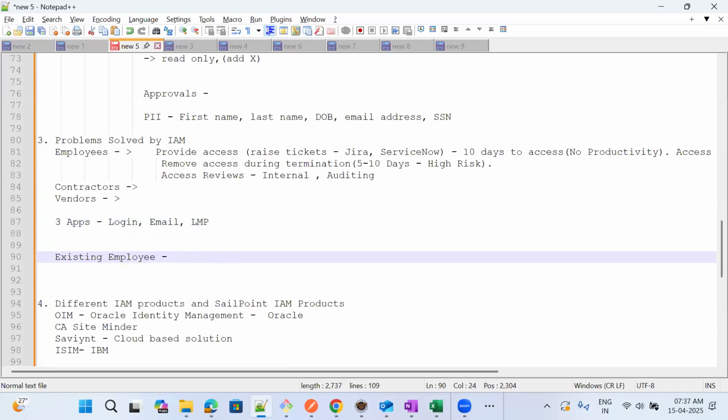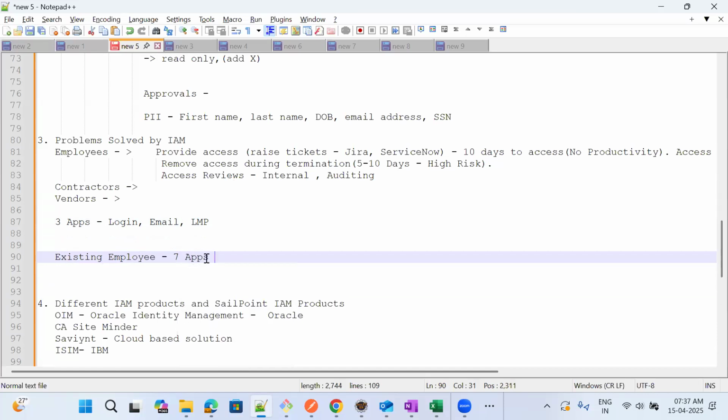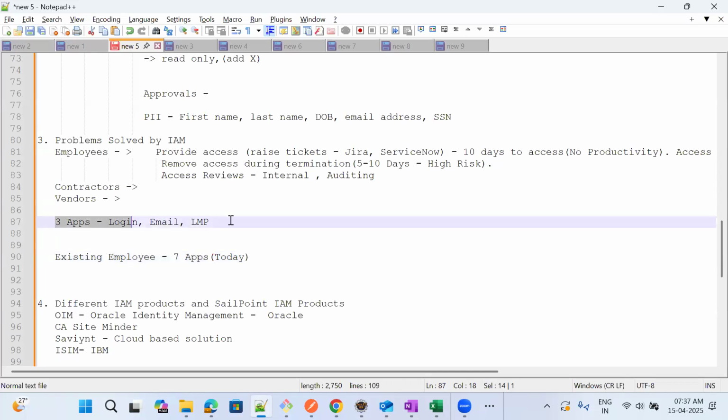So this employee has access to, let's say, 7 applications. If this person is leaving the organization, and today is the last working day of this user, then on the last working day we need to remove access for this user on all the applications. Removing access is very, very critical. If we don't provide access to a person on time, there is an impact on productivity only, so just a minor financial impact.